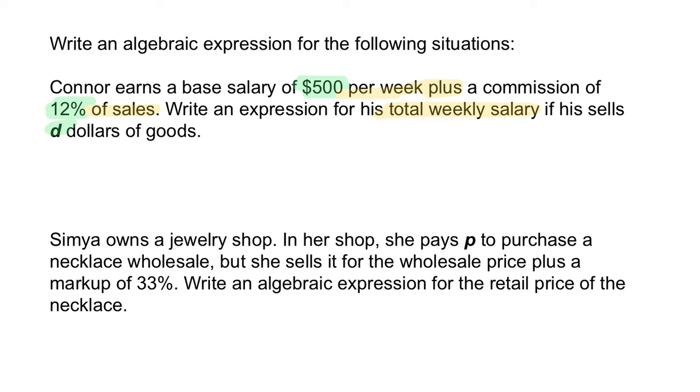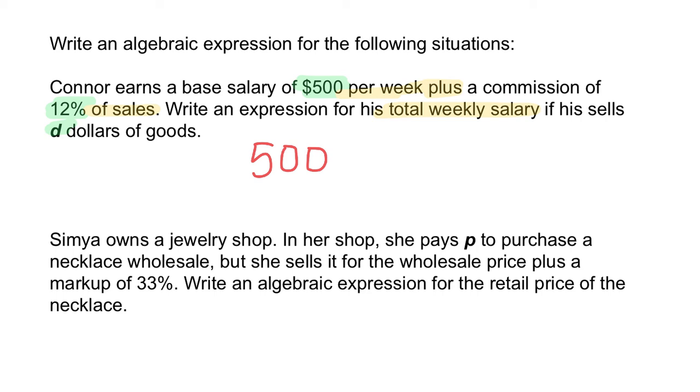This is a little bit tricky because you see the word per with that 500, and it's going to make you think you need to multiply. But if the variable in this is representing dollars of goods, we don't need to multiply that with $500 per week because weeks is not what our variable is. Our variable is dollars this time. So since this is going to represent his total weekly salary, he's going to get that $500 once a week.